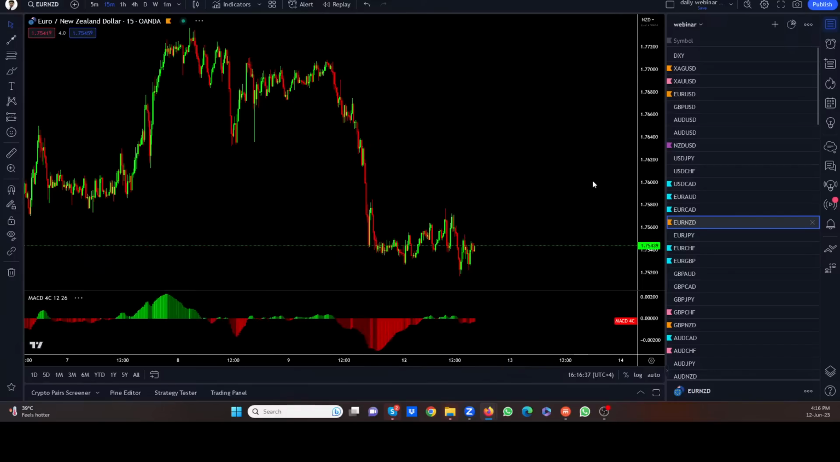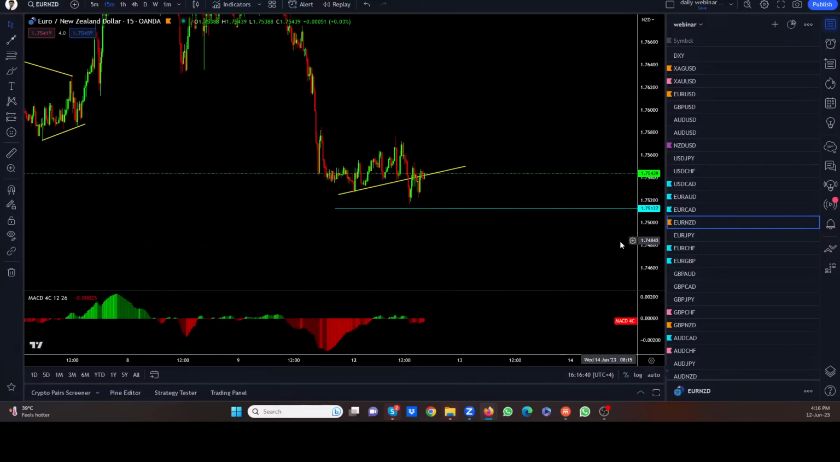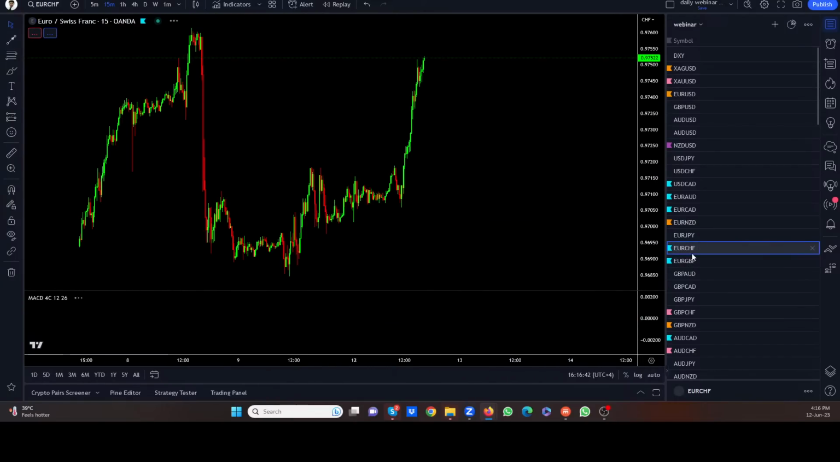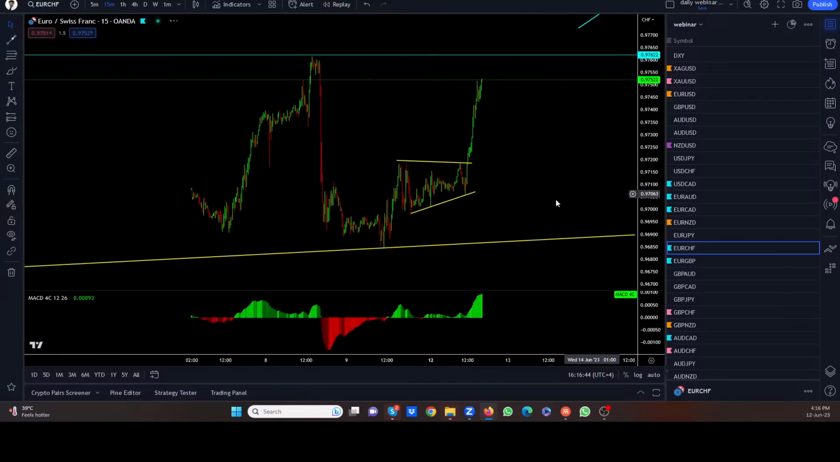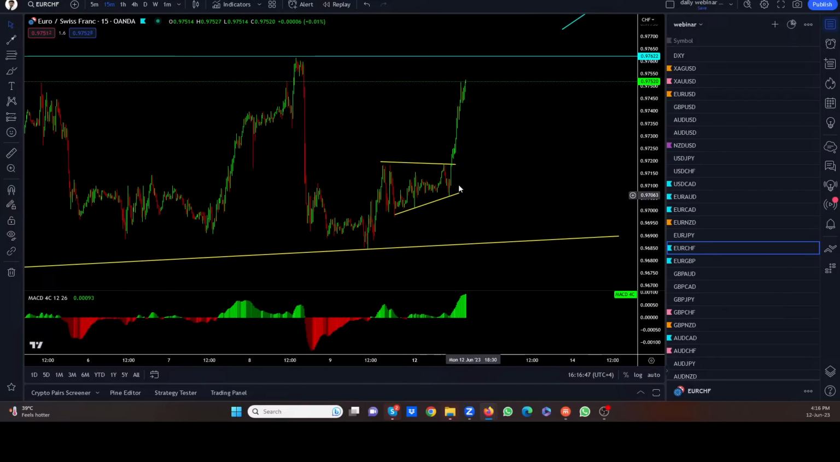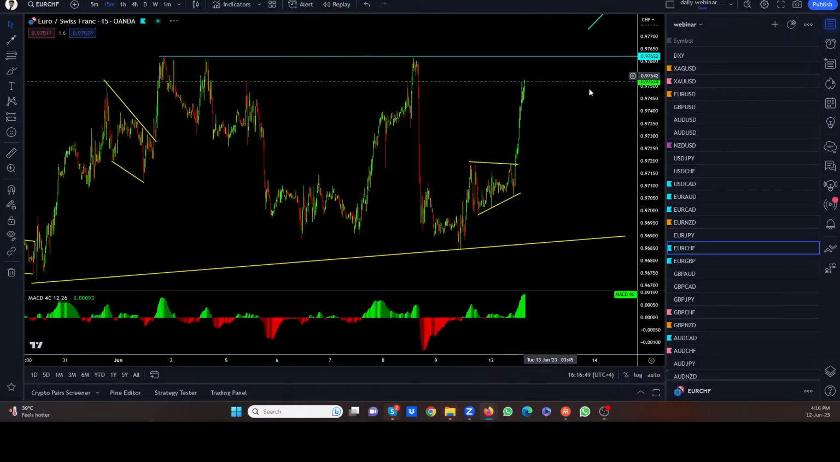Euro New Zealand, we already looked at it. You close it, it's still a sell setup for now. The Euro Swiss, we had a buy setup. Okay, you're supposed to put the entry order. We didn't put it, but if you put this entry order and you got that trade, good for you.